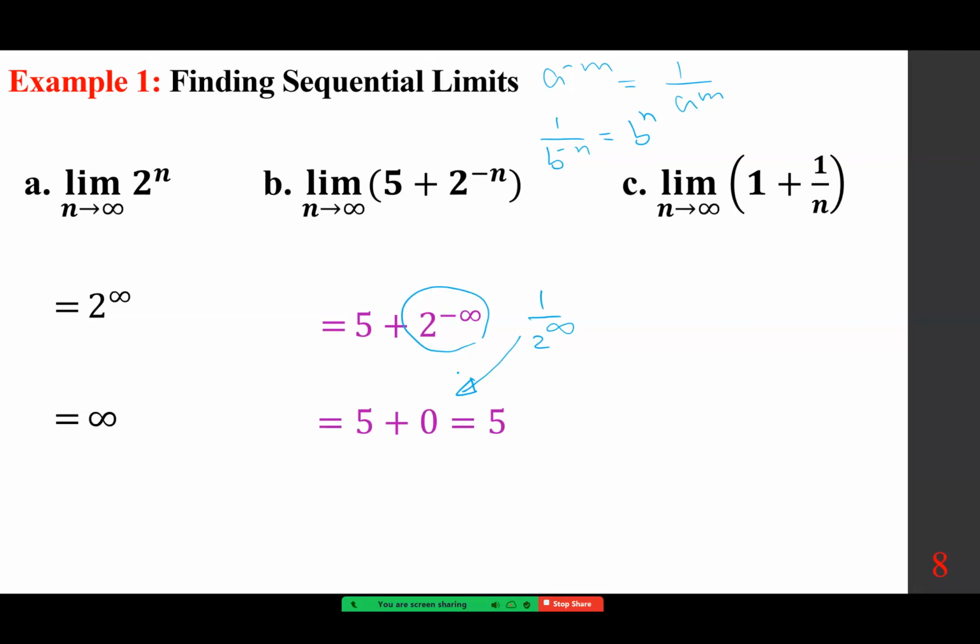For part C, simply put, plug in. So you're dealing with a fraction where the numerator is fixed. Again, it doesn't even have to be 1. It can be 10,000. It doesn't matter. The denominator is tending to infinity. Therefore, 1 over infinity is 0, and the answer is 1.